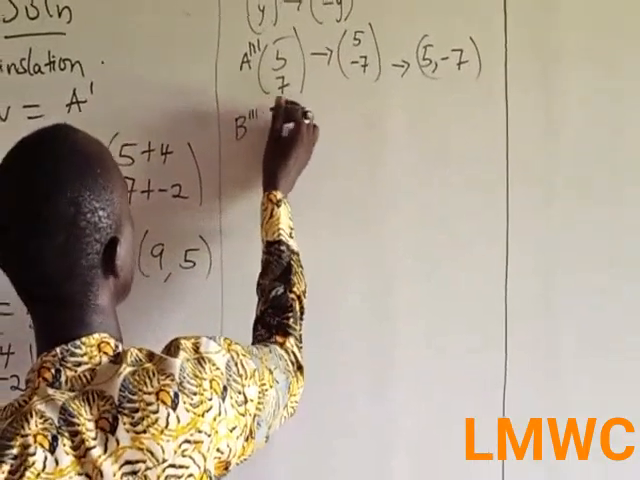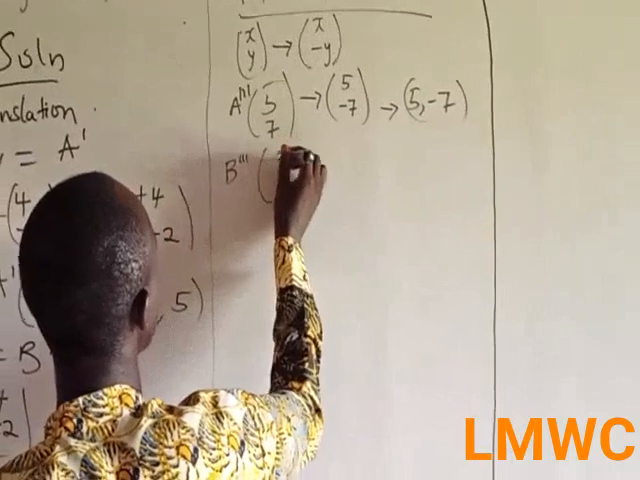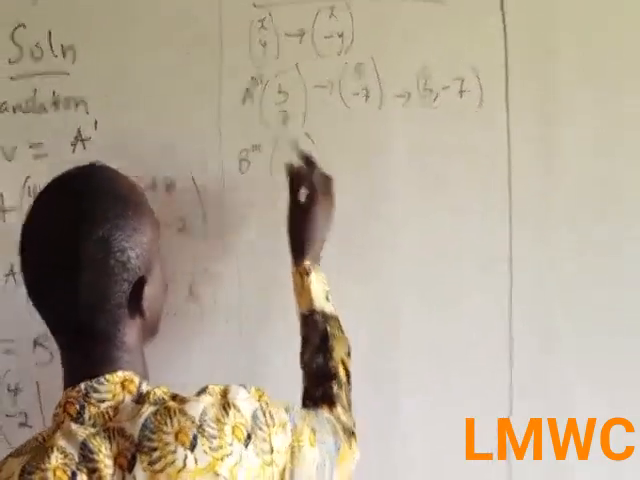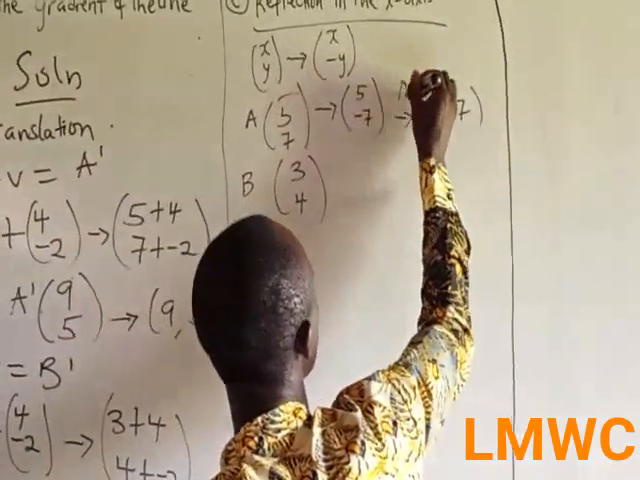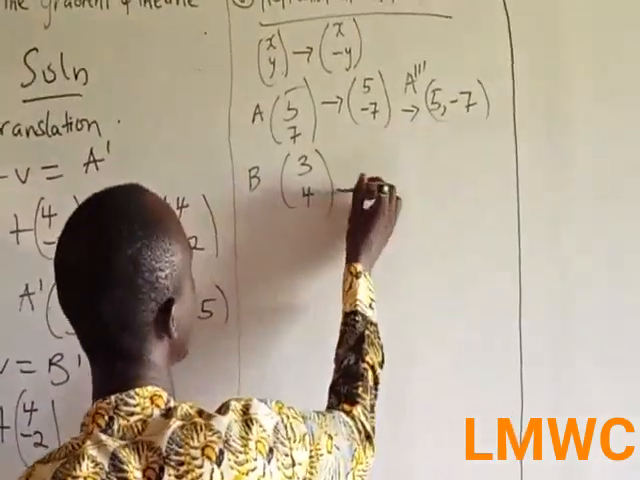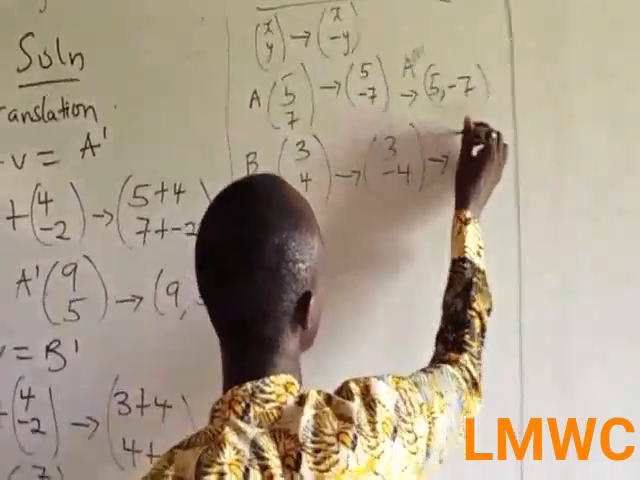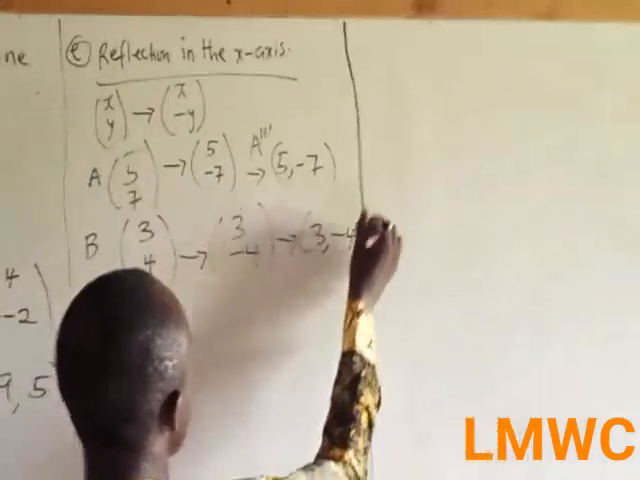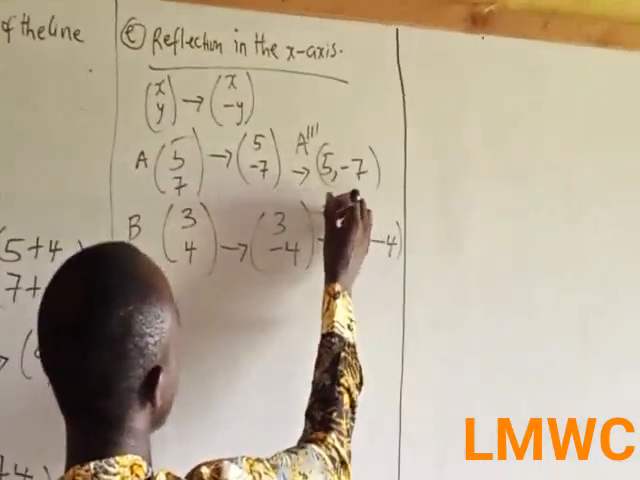B2. So what is it? We have (3, 4). So this is B. So here becomes the B2. So it's (3, -4). It becomes (3, -4). Always don't forget to leave your answer in coordinates. So this is B2.